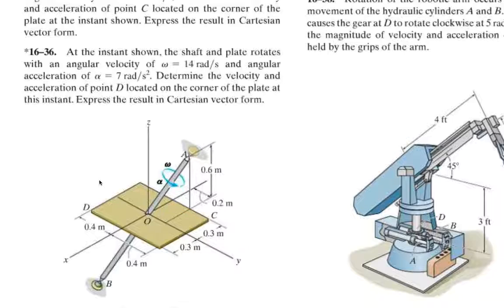So we're given information about rod A and how it rotates, and we have to find the information of how point D on this plate, which is attached and part of the same rigid body as rod A, moves. Okay, so let's get started.